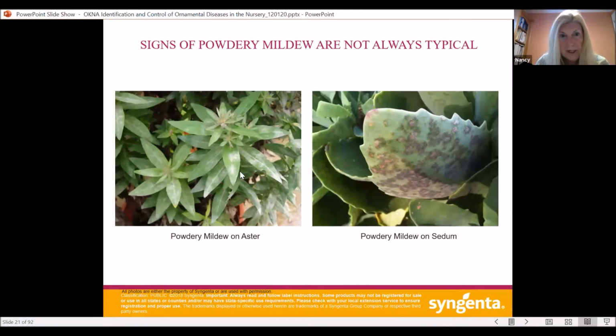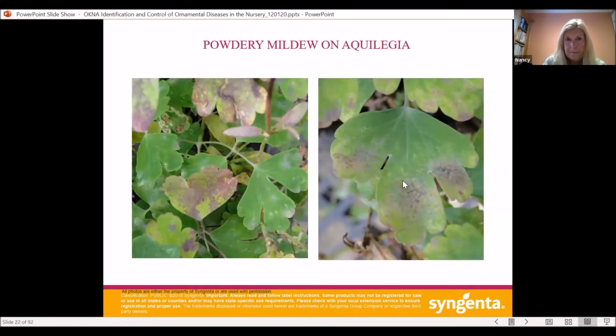So you can see here on aster, you get the very distinct telltale growth of the mycelial patches. But here on sedum, it looks quite different. It almost looks like edema. So this is actually caused by a powdery mildew on sedum, but you can see it looks quite a bit different. This is on aquilegia. Again, not your typical indications of powdery mildew.